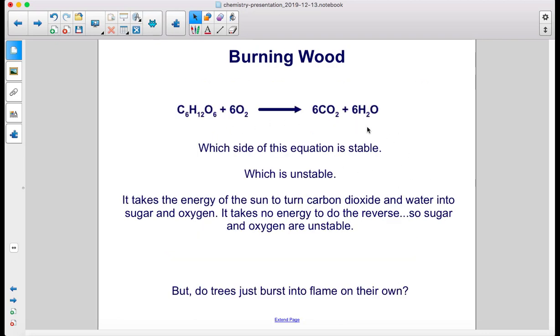Which side of this equation is stable? Which is unstable? It takes the energy of the sun to turn carbon dioxide and water into sugar and oxygen. It takes no energy to do the reverse, so sugar and oxygen are unstable. But do trees just burst into flame on their own?